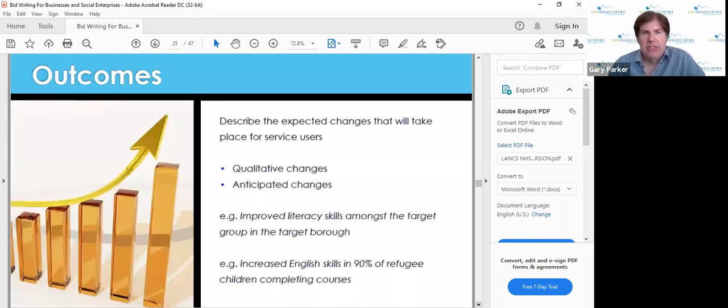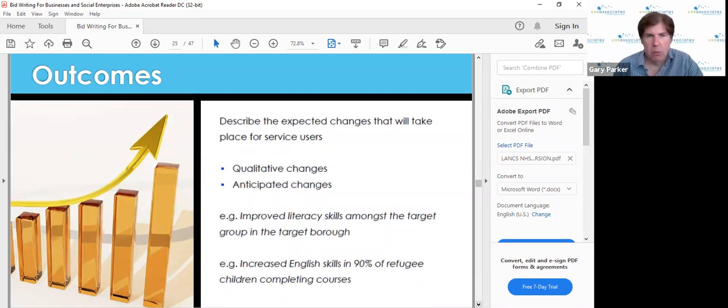Outcomes, as I've just said, describe the expected changes that will take place for the people who use the service, and indeed sometimes the wider communities. So, for example, the easiest one: if it was a project that supported people with COVID, obviously it would benefit them personally by improving their health, but the outcome in the community would also be less COVID in the community. And there may be quality changes because of that. It might have other impacts or other anticipated changes.